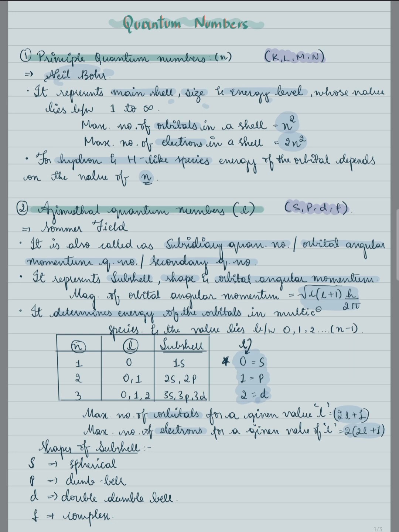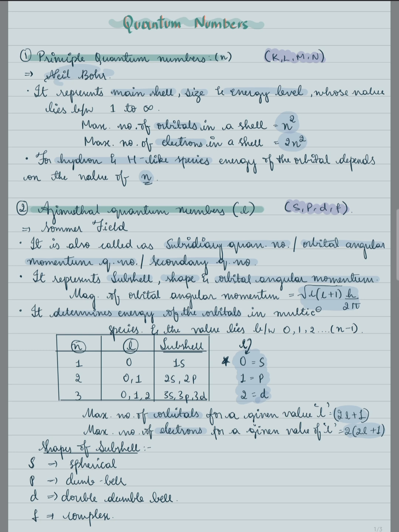Second is the azimuthal quantum number, represented by L, and it represents s, p, d, f. Over here it shows K, L, M, and here it shows s, p, d, f. It was given by Sommerfeld, and it is also called the subsidiary quantum number, or angular momentum quantum number, or secondary quantum number.